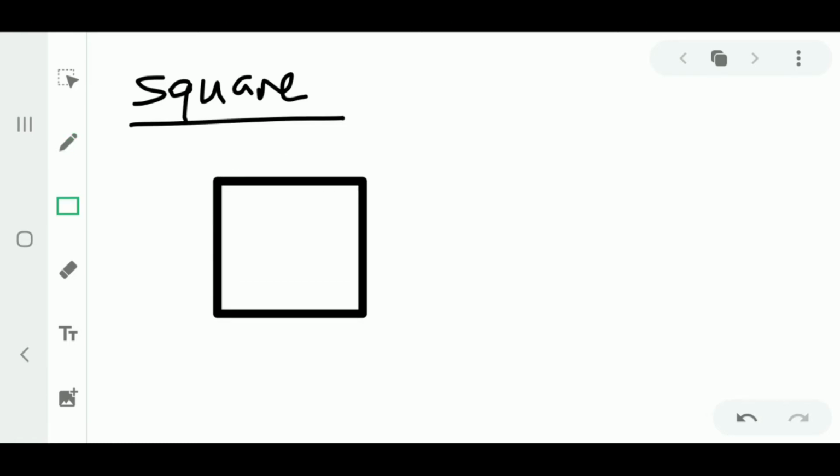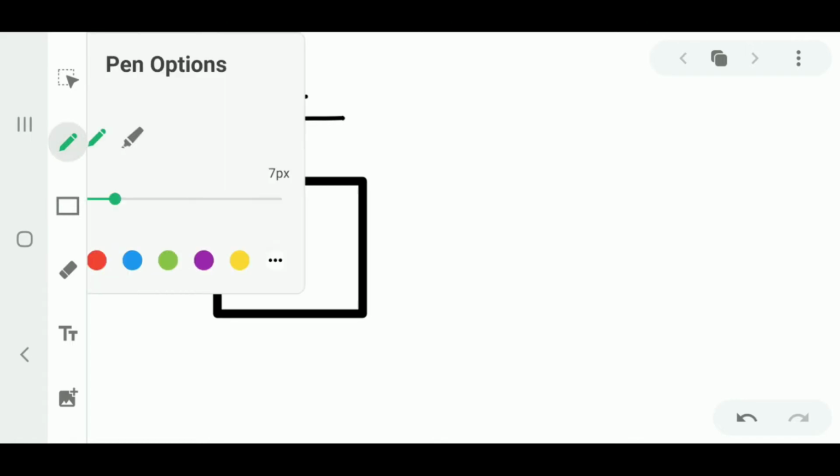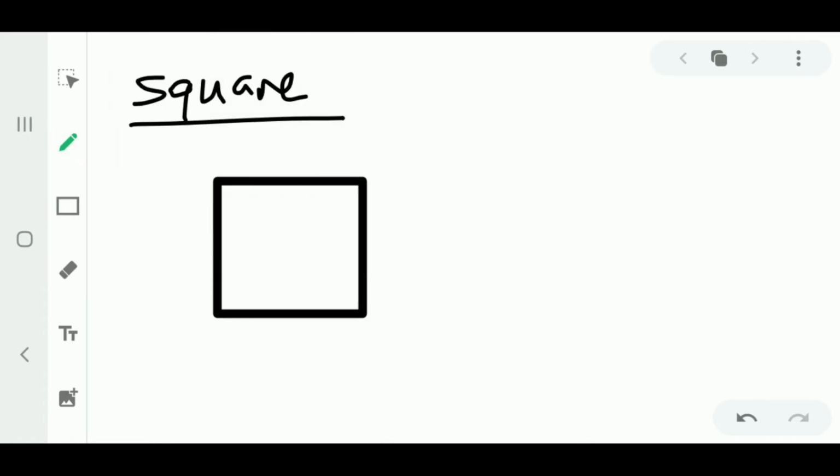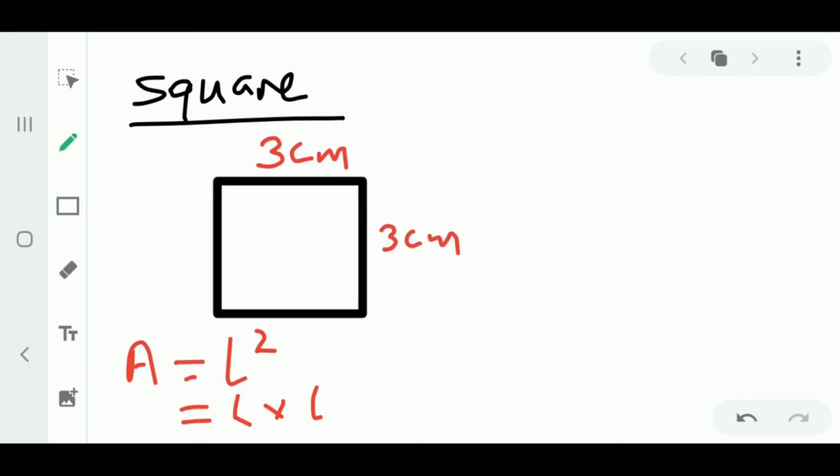So let's say this is our square, and let's say this side is 3 centimeters. Now the formula for the area of a square is length squared, or length times length. So if they gave you one side, you would automatically know that all the sides are 3 centimeters.